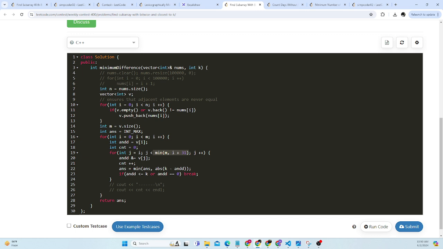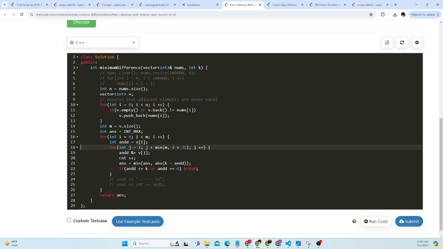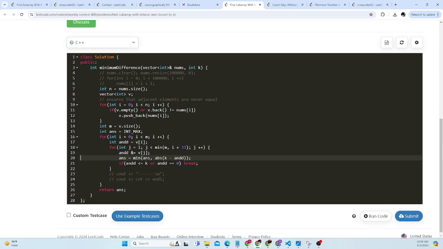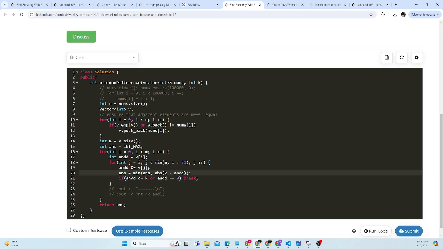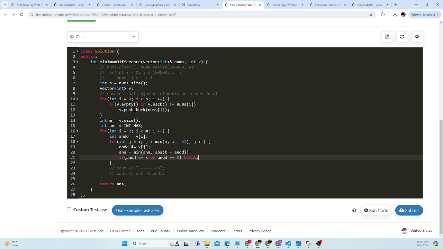It could be within 30 moves also. Let's say within 15 moves only, all the bits became 0. So we'll keep on doing the AND. We can remove this count, it's not needed. And we'll just take the difference. And I have added these two conditions. If the AND becomes 0, after that all the subarrays will have AND 0, so there is no point of taking them.